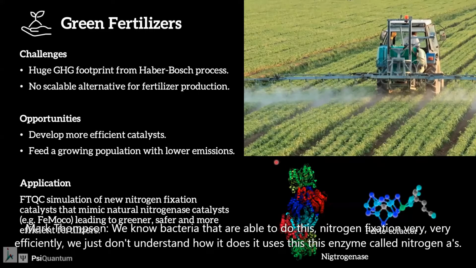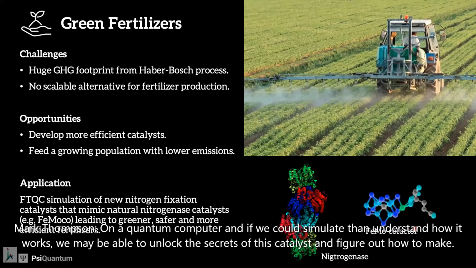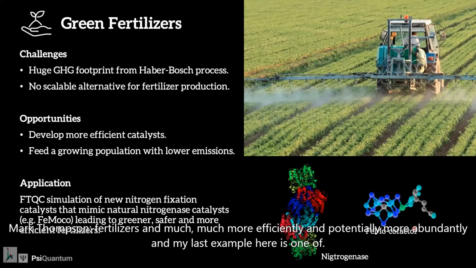It uses this enzyme called nitrogenase and this cofactor at the active site of nitrogenase. And algorithms have been proposed to simulate the FeMoco cofactor on a quantum computer. And if we could simulate that and understand how it works, we may be able to unlock the secrets of this catalyst and figure out how to make fertilizers much more efficiently and potentially more abundantly.